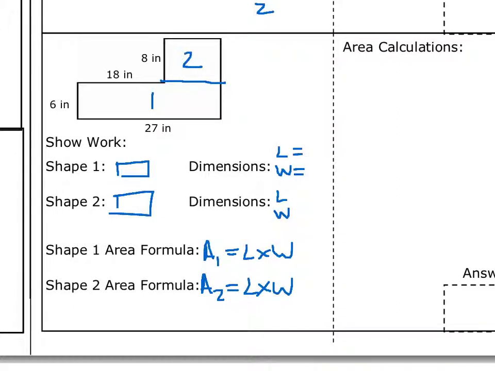Our length is 27. Mm-hmm. And our width is 27 and 6. Perfect. Looking at rectangle number 2. What are our length and width of rectangle number 2? So it's going to take a little bit more thought.